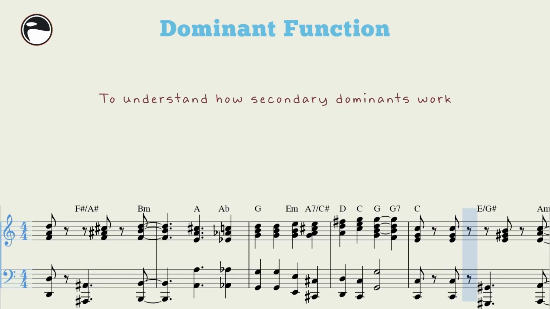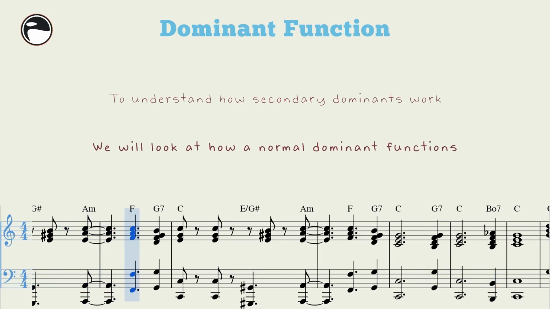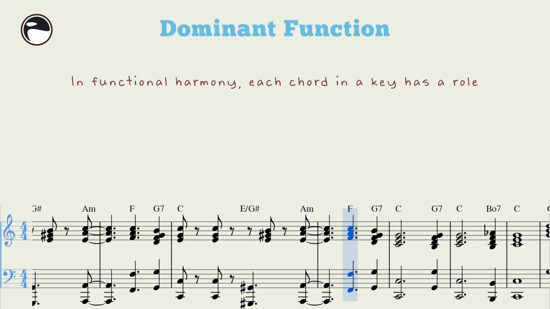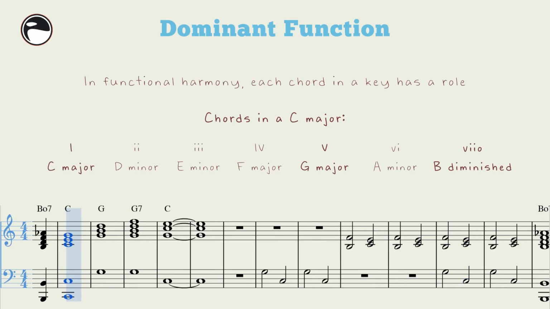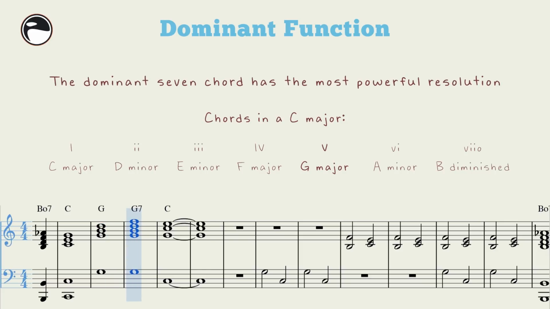To understand how a secondary dominant works, we need to first look at how a normal dominant chord functions. In functional harmony, each chord in a key has a role it plays in a progression. The dominant functioning chords are what lead the ear back to the tonic 1 chord. And the 5 chord, specifically the dominant 7th chord, has the most powerful resolution in functional harmony.